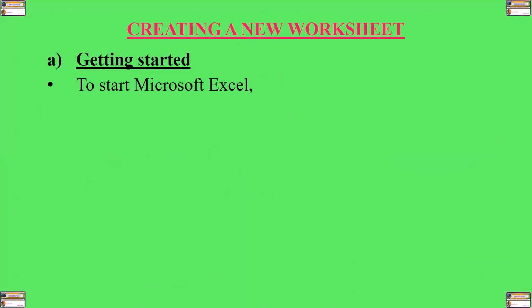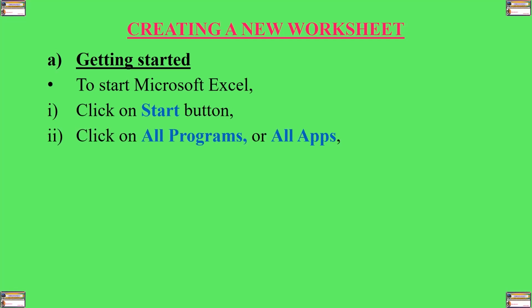you click on Start. Then you point on Microsoft Excel and you proceed. So how do we get started? How do you launch Microsoft Excel? To start Microsoft Excel, you click on the Start button, and then you click on All Programs, or you click on All Apps, based on the type of Windows or operating system that you have installed in your machine.